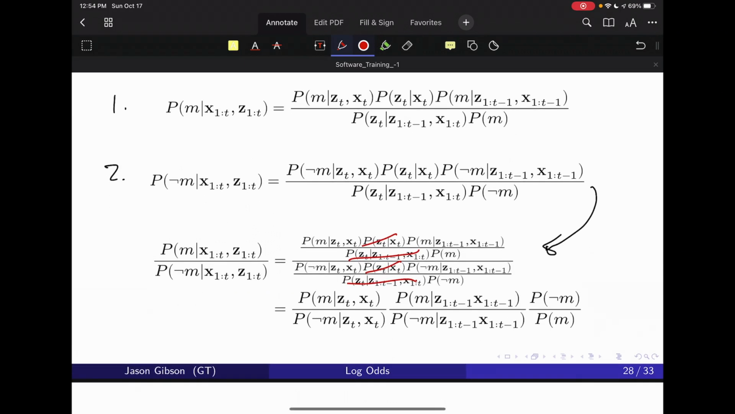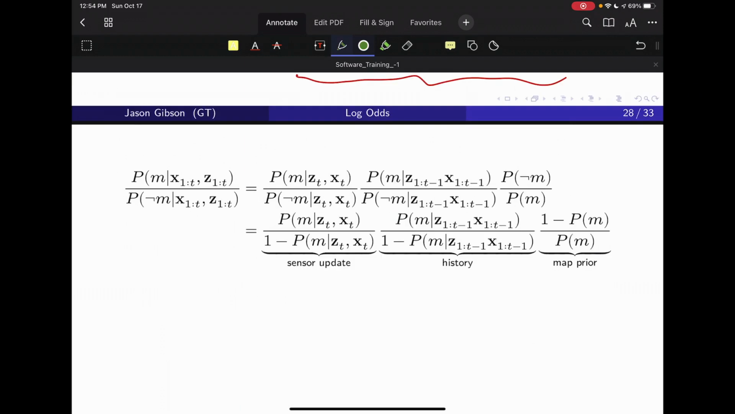So we can then rewrite the equation like this below. And using a trick that we talked about earlier, we can write the probability of it being free, or not occupied, as 1 minus the probability of it being occupied.